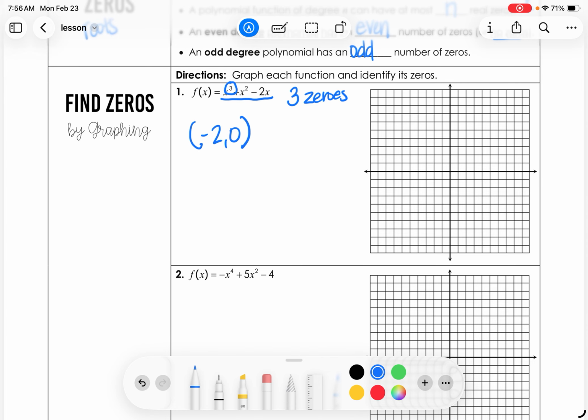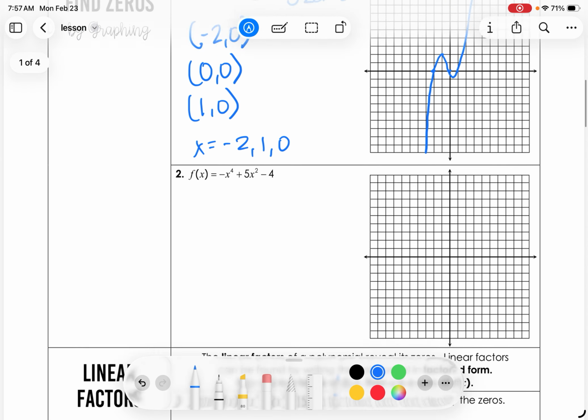-2, 0, 0, 0, and 1, 0. Okay, so our zeros then, we could say x equals -2, 1, and 0. And we could graph that function. You might need to look back at it just a minute to be able to graph it. But there were our zeros. And I think it went up to about here. So something like that is how we would graph that function. It's not perfect, but it's good enough.